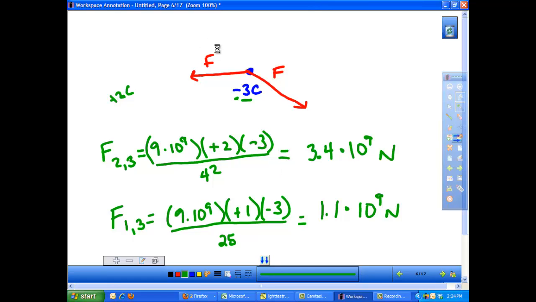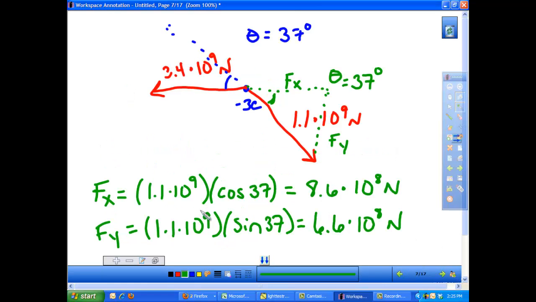So the first thing I'm going to do is figure out this force here. It's a force between 2 and 3. So here's my 9 times 10 to the 9th, times the +2 times -3 divided by 16. So that force is this, and then my other force, which is this diagonal vector here, is going to be 1 times -3 divided by 25. Remember, 25 is the 5 squared. The distance between those two charges is 5. So this is the force I get between those two.